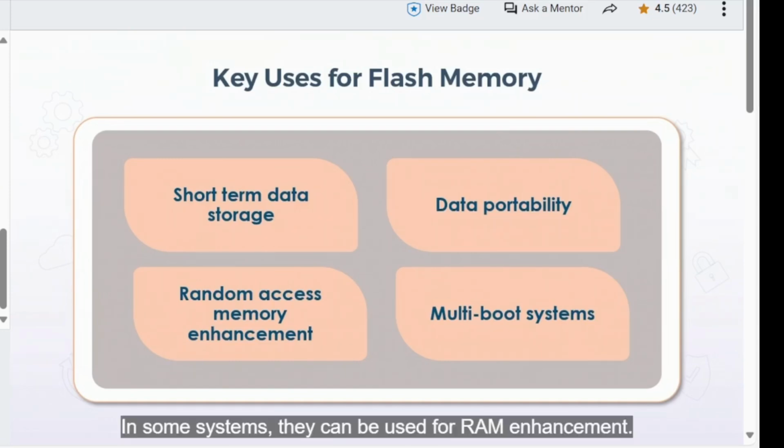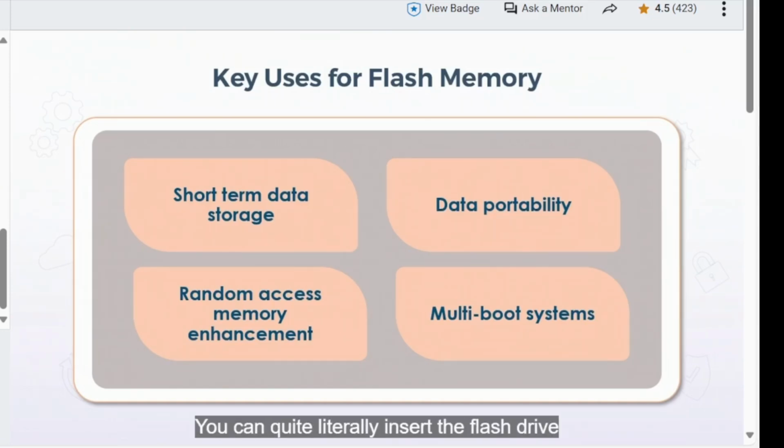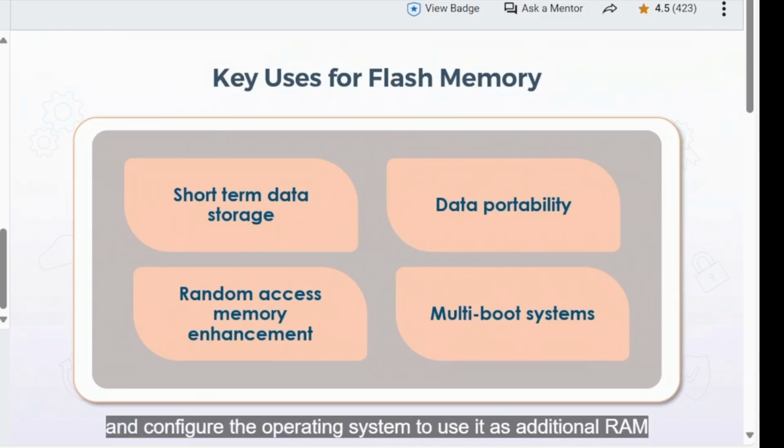In some systems, they can be used for RAM enhancement. You can quite literally insert the flash drive and configure the operating system to use it as additional RAM if the system is low or simply doesn't have enough installed. And in some cases, they can even have operating systems installed, which can be used to configure a multi-boot system as long as your system supports booting from the USB device.